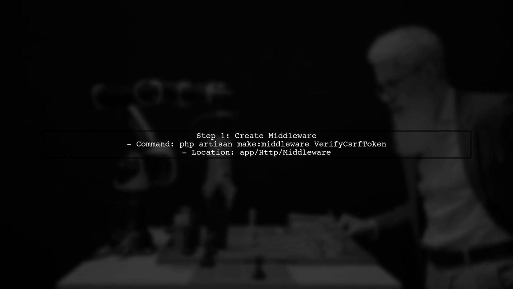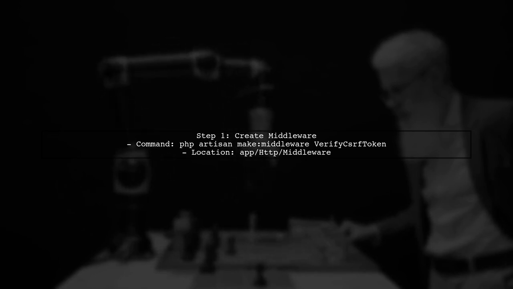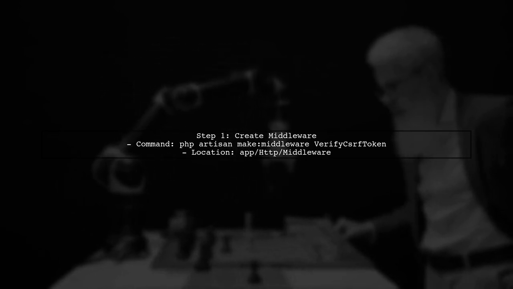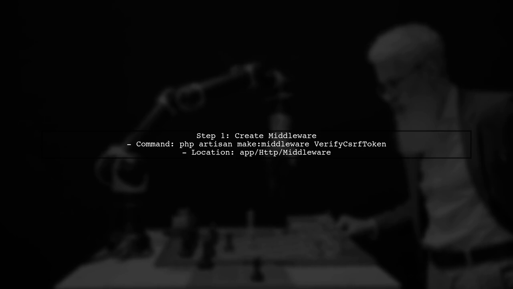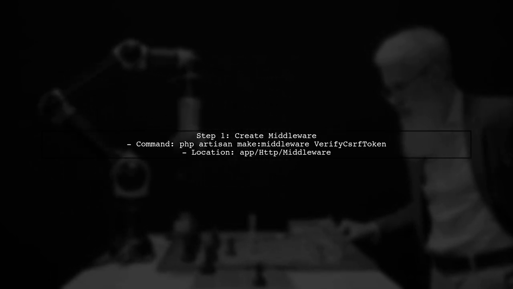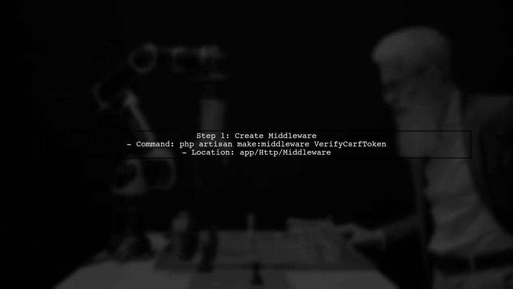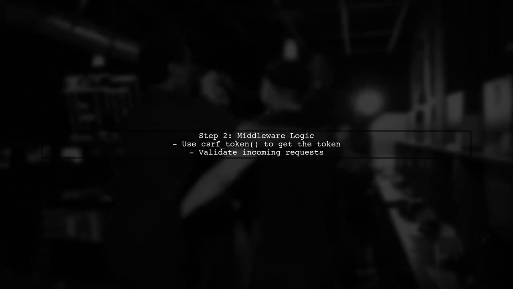First, you need to create a custom middleware. You can do this by running the artisan command, php artisan make:middleware VerifyCsrfToken. This will create a new middleware file in the app/Http/Middleware directory. Next, open the newly created middleware file and add your logic to handle CSRF tokens. You can use the built-in csrf_token function to retrieve the token and validate it against incoming requests.